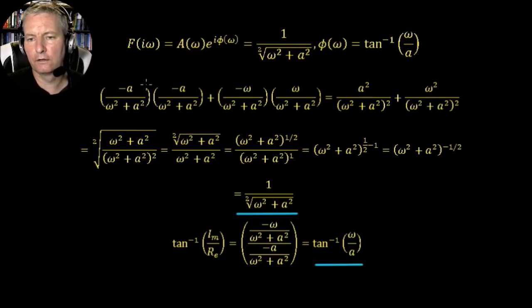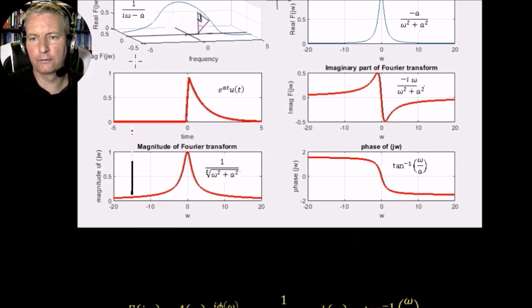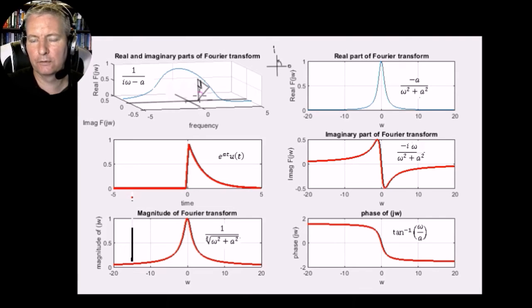We can say that in order to get those values, we're just going to use our Pythagoras theorem. So in order to get the length here, it's just a right angle triangle there. So it's just going to be that height squared. Well, that height squared is the real part squared plus the length there, which is the imaginary part squared. So the real part squared is just going to be minus a upon omega squared plus a squared, all squared. And the imaginary part is going to be minus i omega upon omega squared plus a squared, all squared. And then we've got to take the square root of it.